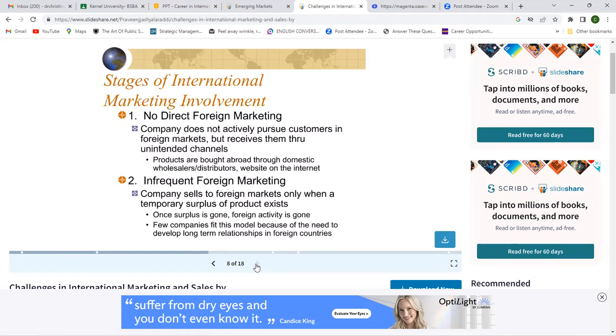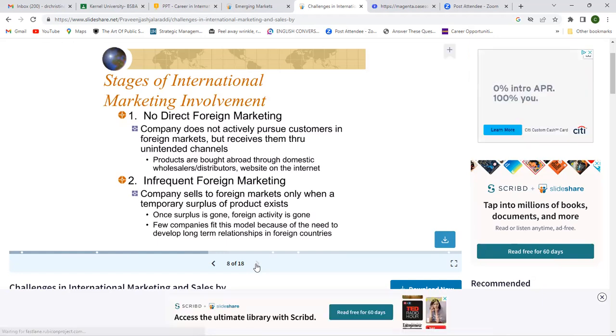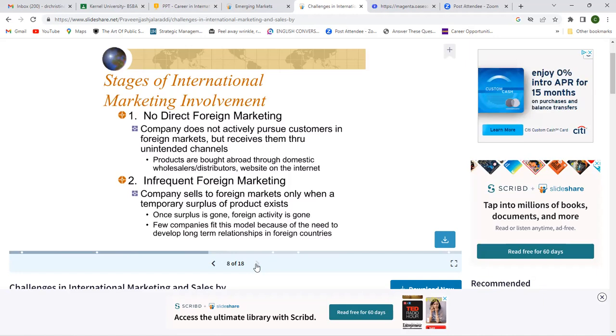Stages of international marketing involvement. No direct foreign marketing: a company does not actively pursue customers in foreign markets, but receives them through unintended channels. Products are brought abroad through domestic wholesalers, distributors, and websites on the internet. Infrequent foreign marketing: the company sells to foreign markets only when a temporary surplus of product exists. Once the surplus is gone, foreign activity is gone. Few companies fit this model because of the need to develop long-term relationships in foreign countries.